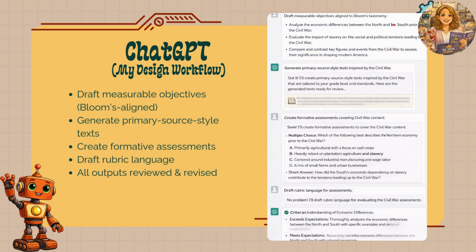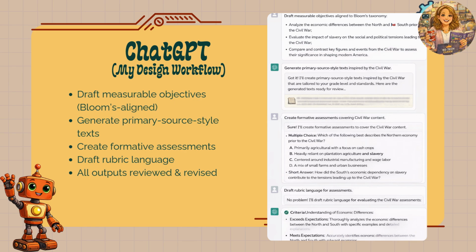Now, I want to be transparent. For my actual instructional design project, I used ChatGPT as my primary drafting tool. I used it to draft measurable objectives aligned to Bloom's verbs. I used it to generate primary source style excerpts at an appropriate reading level. I used it to create formative questions and draft rubric language. But I did not ask it to design my lesson.